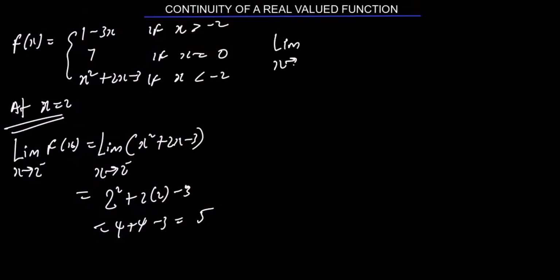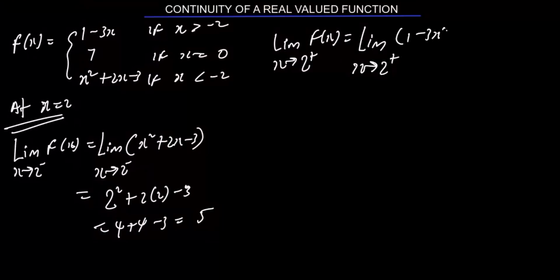Check the limit also from the right of 2 of f of x. From the right, I'm looking at x greater than 2, and this is it here, 1 minus 3x. And what will I be having? 1 minus 3 times 2, and that's 1 minus 6, and that's minus 5.